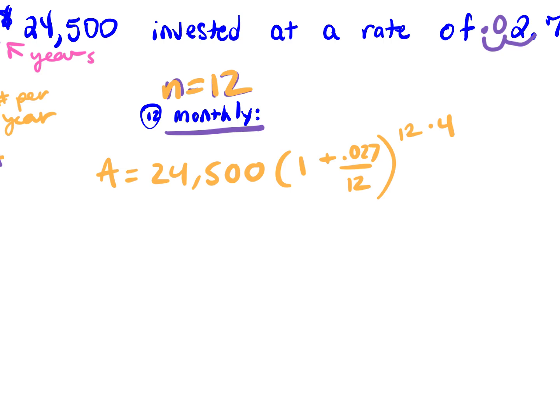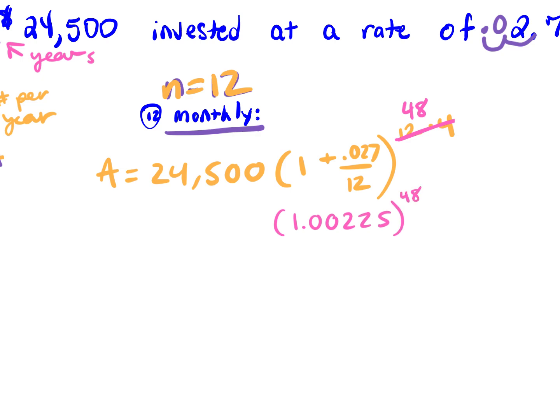So first step I'm going to do is the exponent. 12 times 4 is 48. I just like to rewrite that so it'll make the math a little bit easier. Next, inside the parentheses, we've got to do that math. So we have to divide first. 0.027 divided by 12, plus 1, should give us 1.00225. Keep it in your calculator.